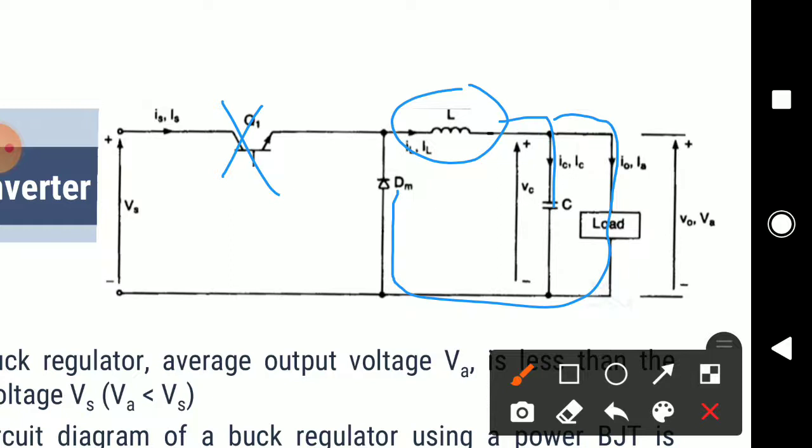You can see over here your diode DM is forward biased. It will start to freewheel, and your current will come back to the inductor. And in this case, your supply voltage is not present, so Vs is 0. So this is the basic operation of your buck converter.